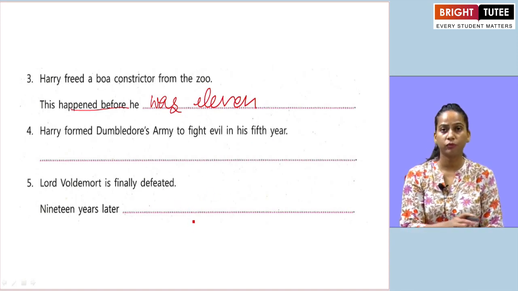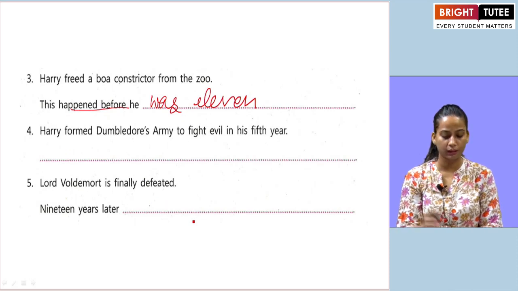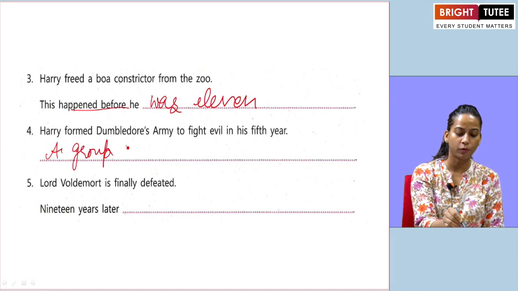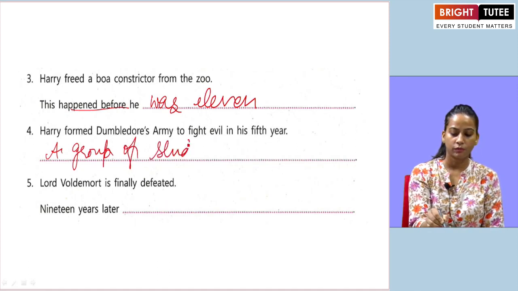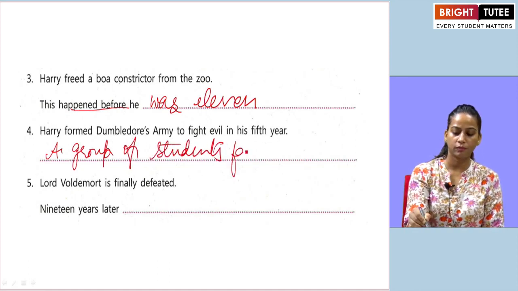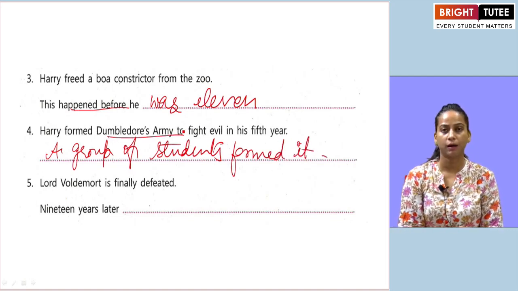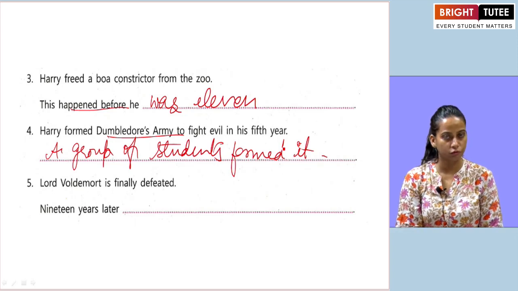Clear? So we have to just continue that who formed it. So we can mention a group of students formed it. If we talk about the Dumbledore's army, it was formed by the students.